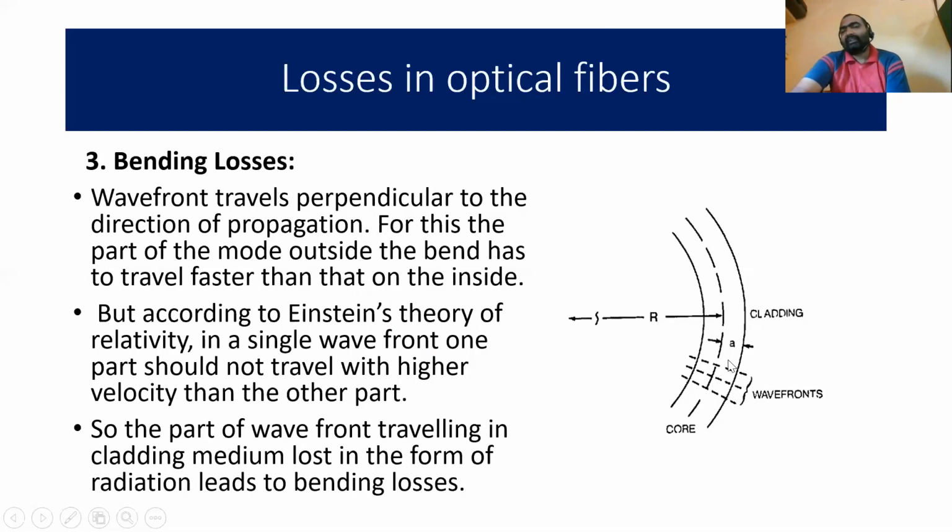Whenever the light passes through the core, it has to travel slower when compared to the part of the wavefront inside the cladding. But according to Einstein's relativity, in a single wavefront, one part should not travel faster than the other part. So the part which enters the cladding material gets lost in the form of radiation. These losses are called bending losses.